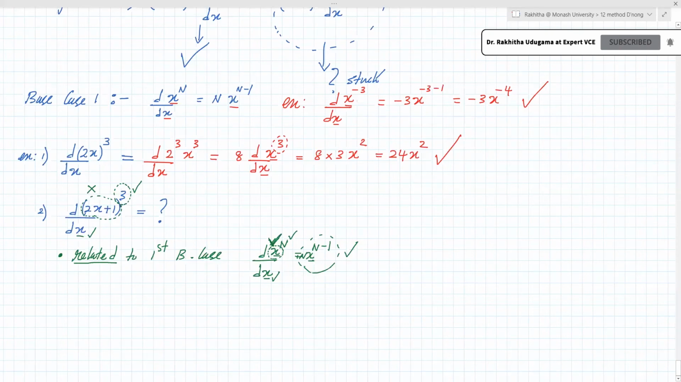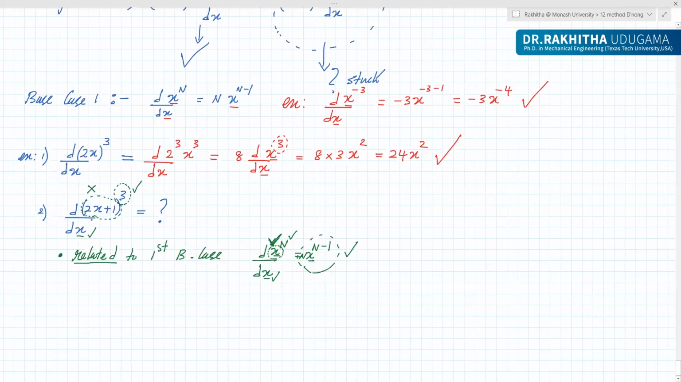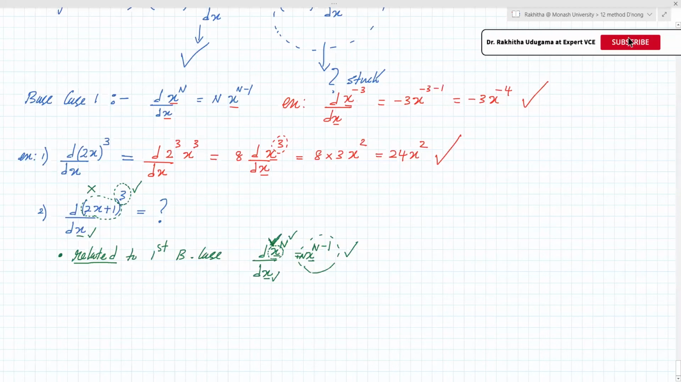Now, is there anything that you can do so that you can have 3 check marks? Because if you have 3 check marks, then you can do it, right? Here, you have 3 check marks, you can do it. Now, how do you see? How do you check that?